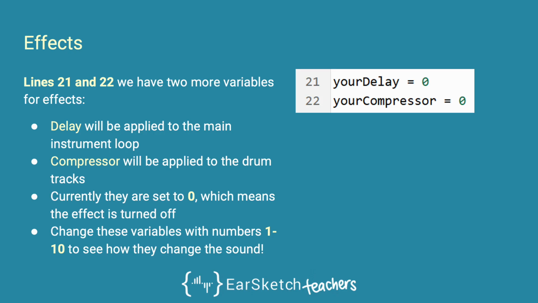Effects. Lines 21 and 22, we have 2 more variables for effects. Delay will be applied to the main instrument loop, and compressor will be applied to the drum tracks. Currently, they are set to 0, which means the effect is turned off. Change these variables with numbers between 1 and 10 to see how they change the sound.